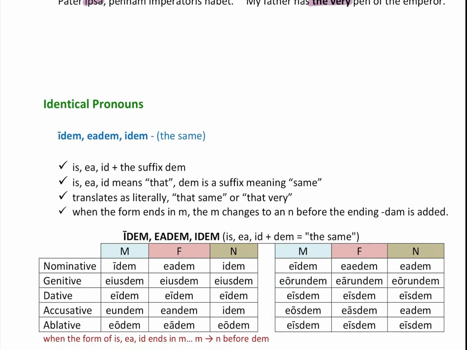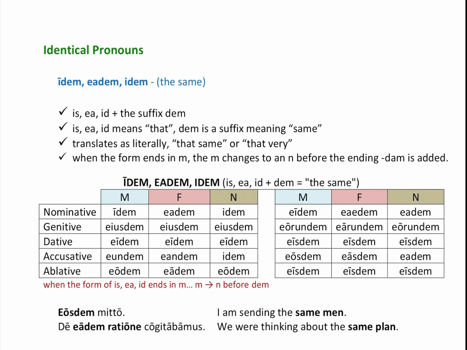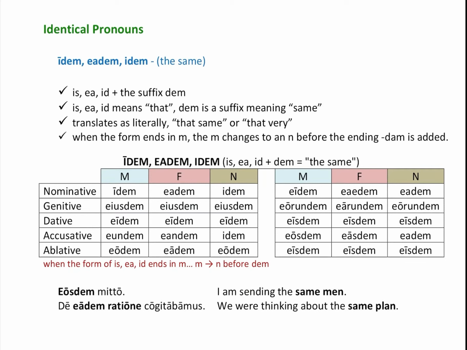All right. Identical pronouns. The identical pronoun, this is what we're getting into, something new. The identical pronoun, idem, eadem, idem, means the same. It is the demonstrative pronoun is, ea, id, plus a suffix, which is why we reviewed those pronouns this week, to show you that they're all related and it's relatively easy.